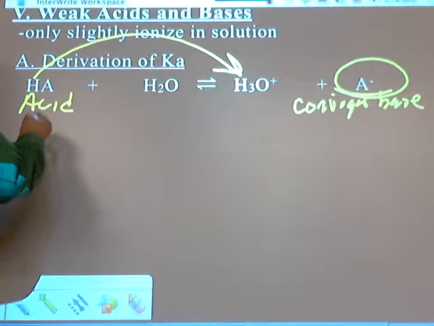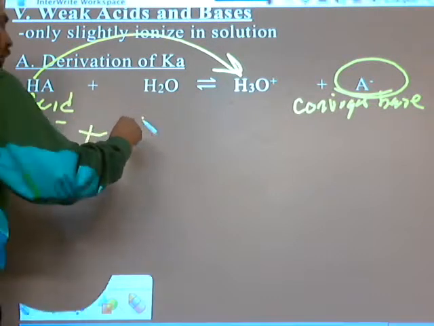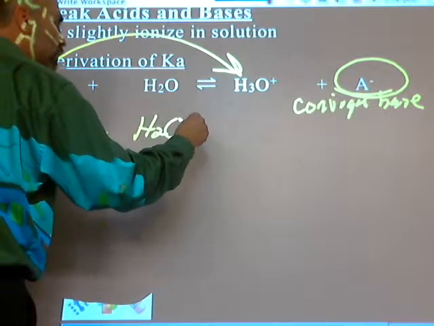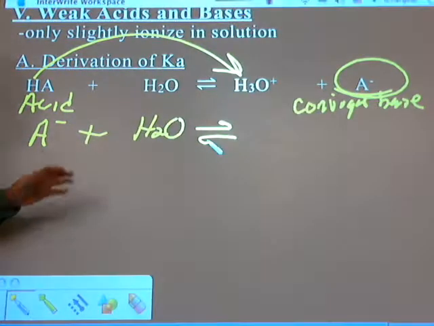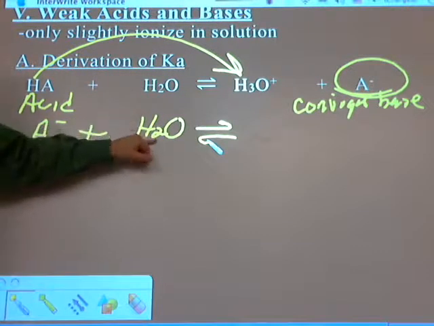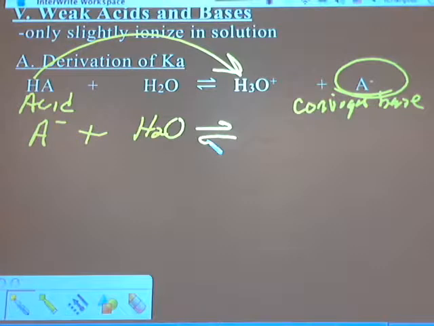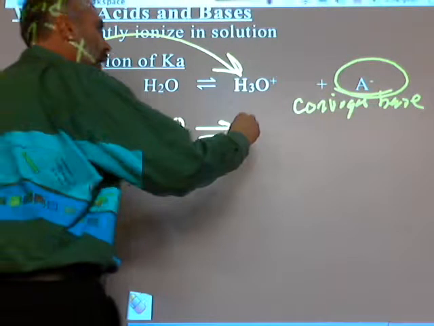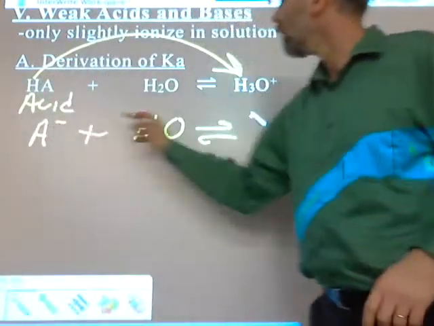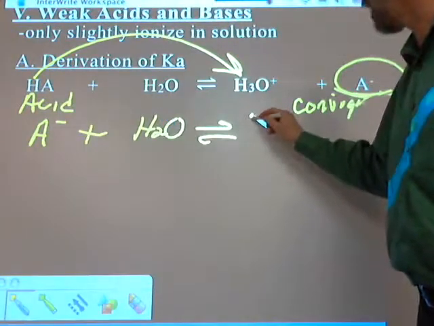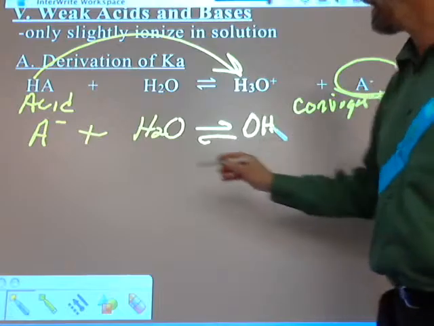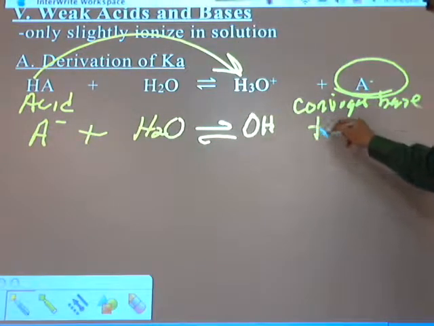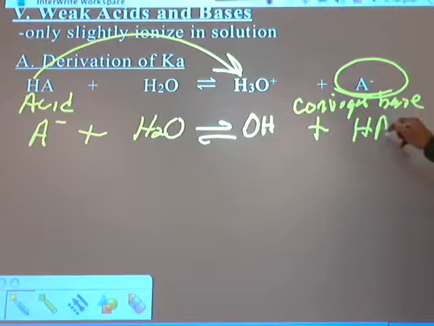If you take any base and you add water to it, this is kind of fun. You agree that if I take my base and I add water to him, what does a base do? He accepts H. And of course, he'd have to accept that from the water. So if he lost his H, he would now be an OH, and he would be an HA.